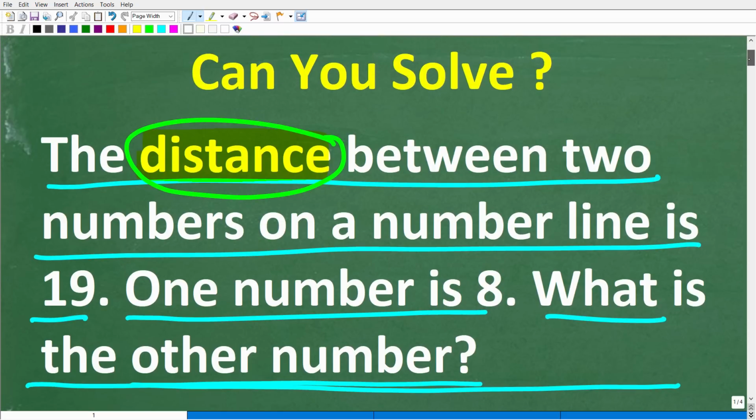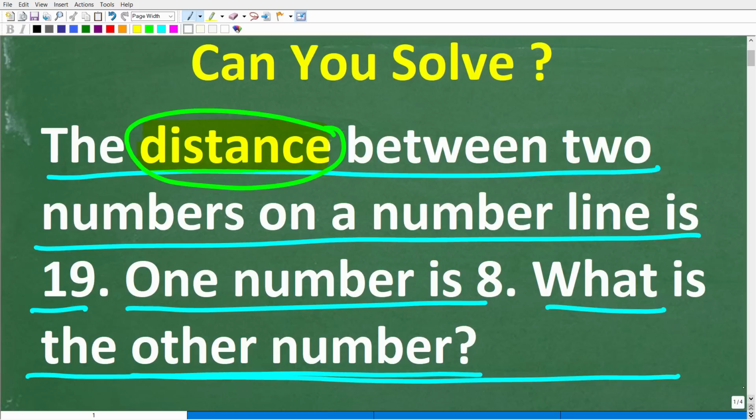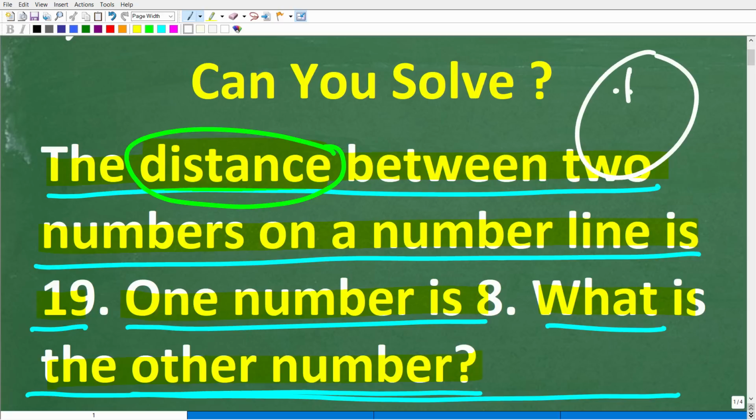All right, so let's take another look at the problem before I show you the answer. So the distance between two numbers on a number line is 19. One number is 8. What is the other number? Now, some of you out there might be saying, hey, Mr. YouTube Math Man, this is a trick question, isn't it?